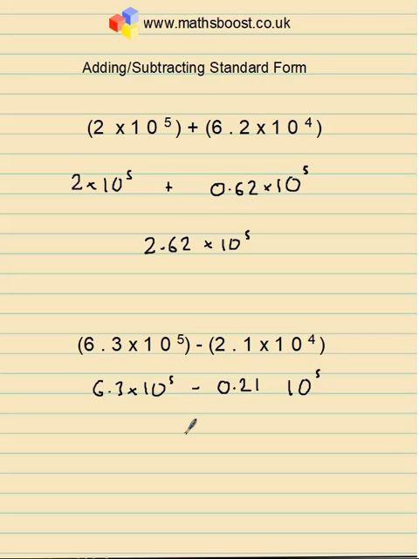And then I can just subtract them. 6.3 minus 0.21. 10 to the 5s. It's going to give me 6.09. So hopefully, this will be helpful.